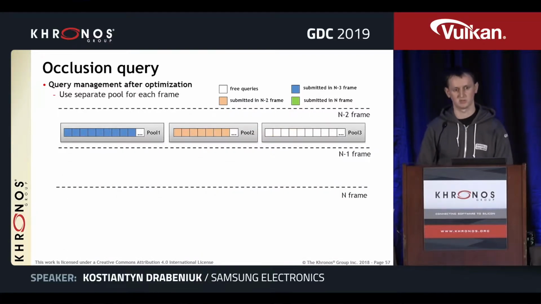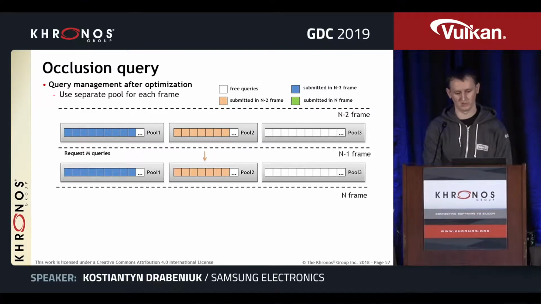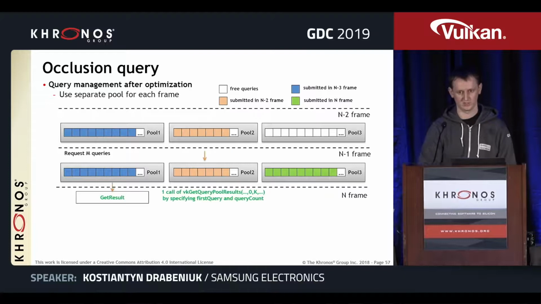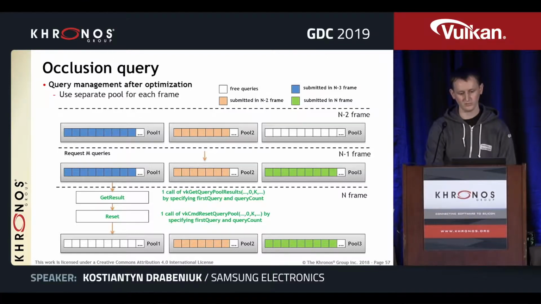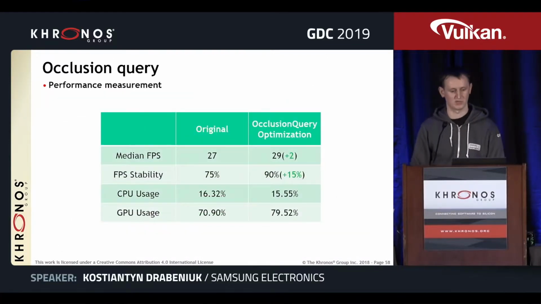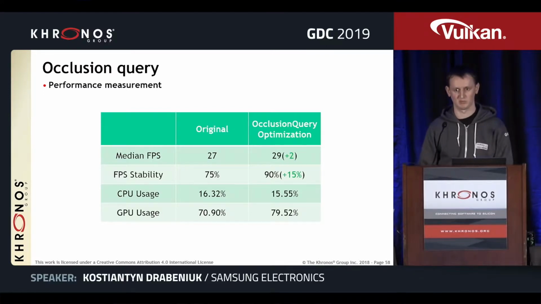So the solution is to just use a separate pool for each frame. With this approach, to request a new query, you just need to look for a free pool and occupy queries from 0 to the requested amount in the pool. The result can be gotten in only one call, just specifying the first query and query count. And queries can also be reset in only one call. After applying such an optimization, we got 2 more FPS and better FPS stability.